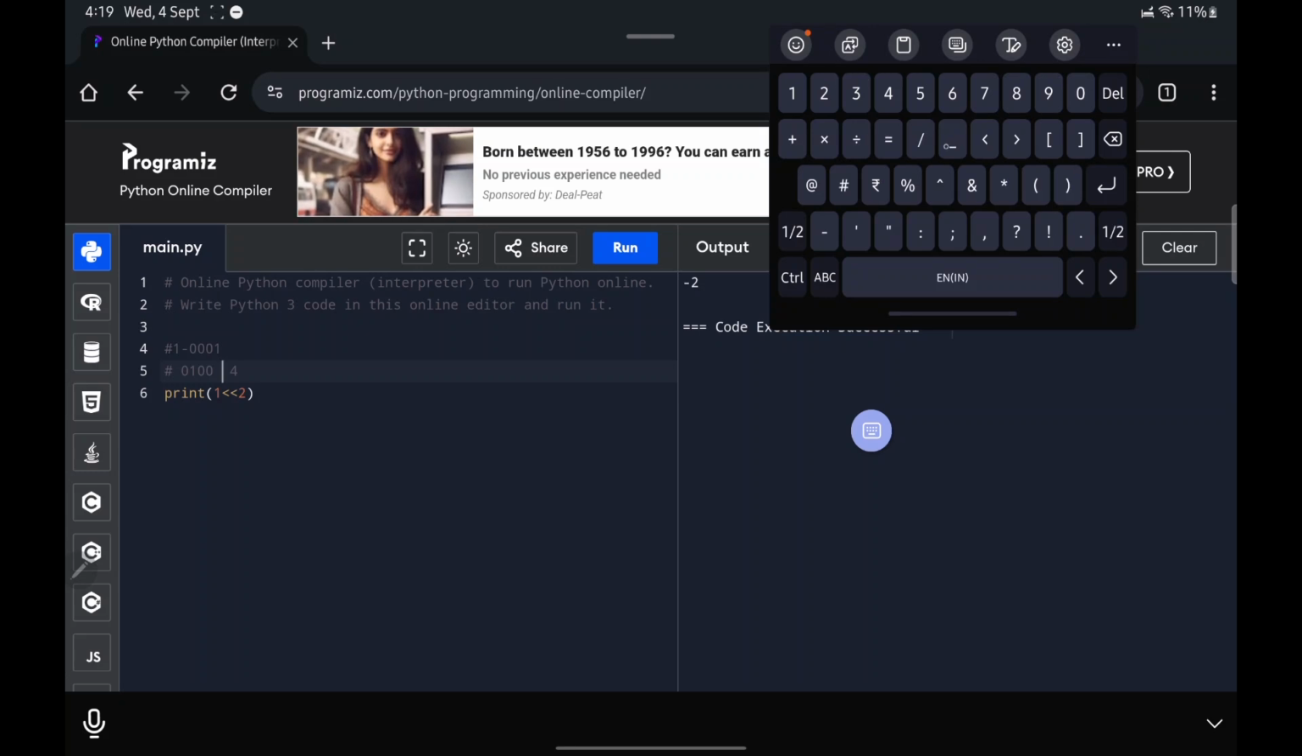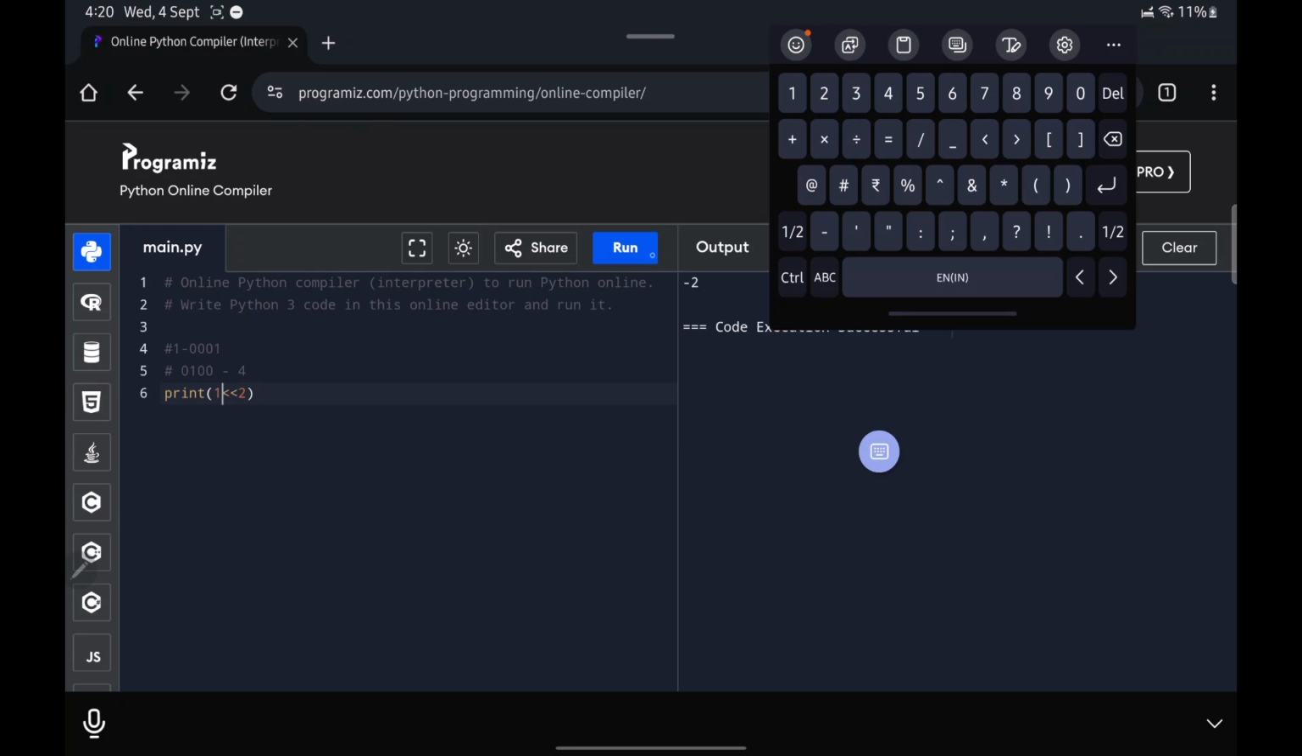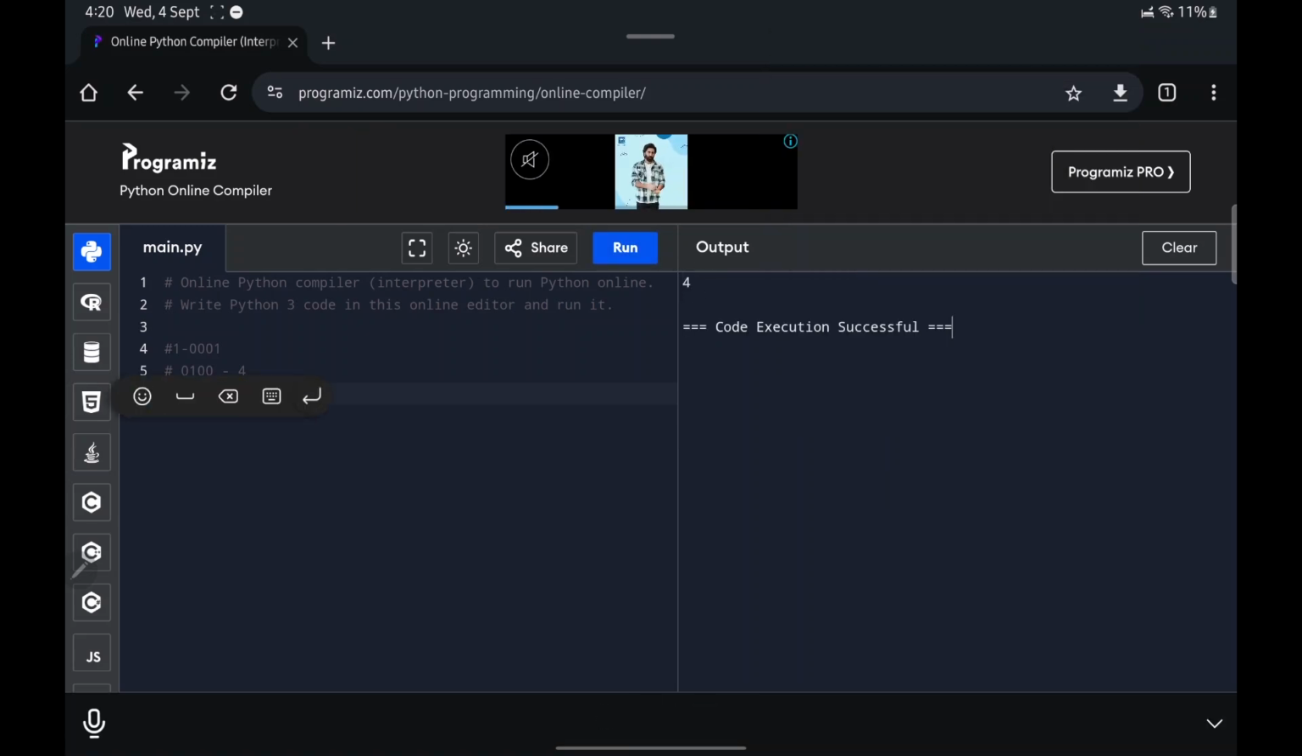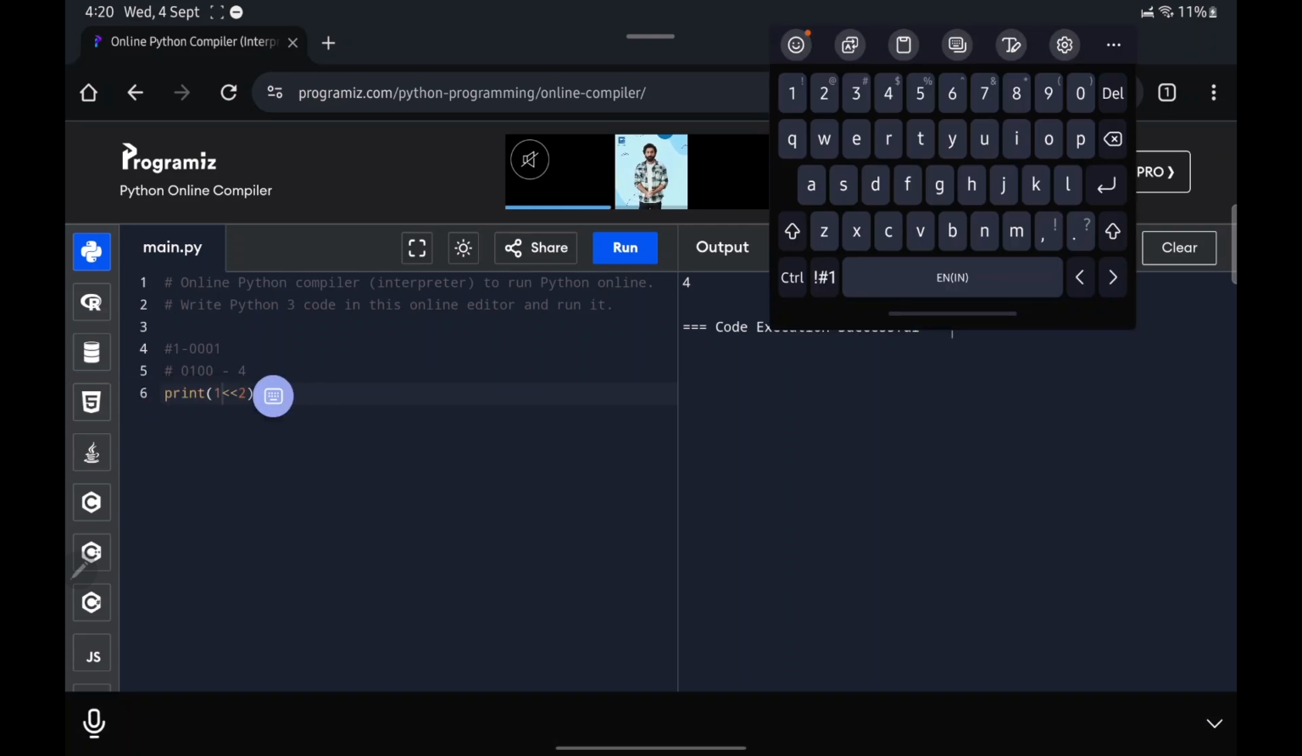So actually I'm assuming you have knowledge about how to convert binary to decimal, so that's why I'm moving forward with this. If you don't have knowledge about it, you can just read somewhere how to convert binary to decimal and decimal to binary. Anyways, if I'm doing left shift operation on my decimal number 1, I should be getting 4. Now if I run it, the answer is 4, so this is correct.